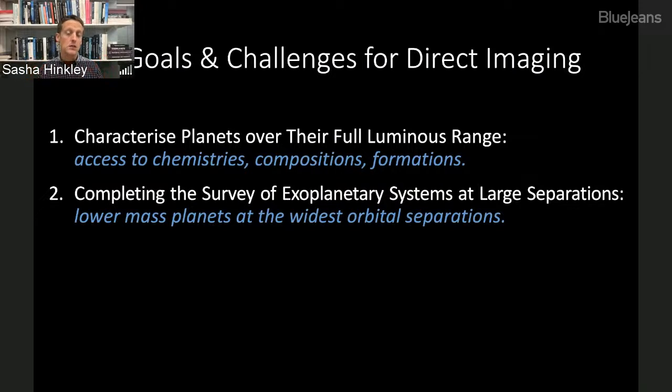But by accessing their full luminous range, this can give us access to their atmospheric chemistries, their compositions, and potentially some formation mechanisms. The second thing we really want to do is to complete the survey of exoplanetary systems at large separations. And I'm specifically thinking of lower mass planets at the widest separations. So let's go through these in a little bit of detail, and hopefully that will help you understand that this ERS program really took some major steps in addressing these two challenges, I think.